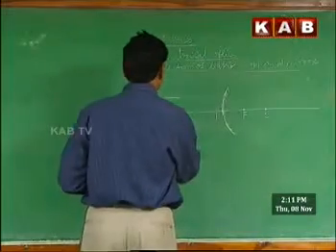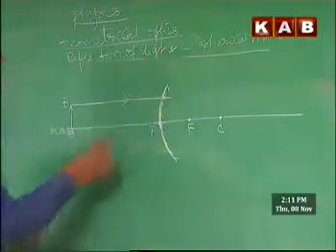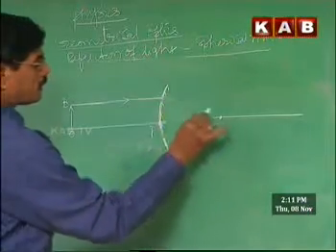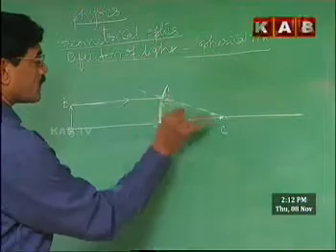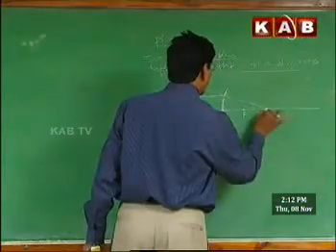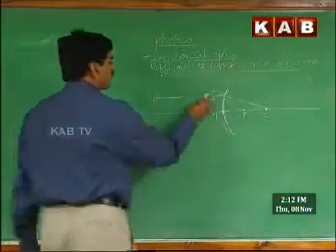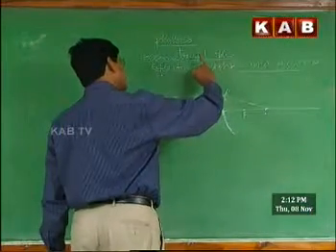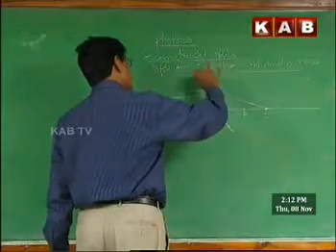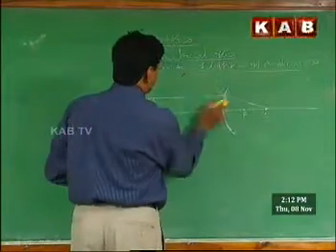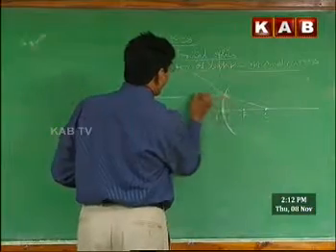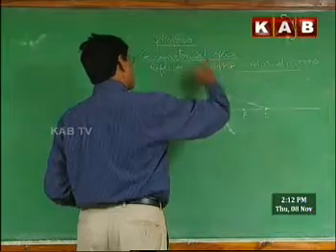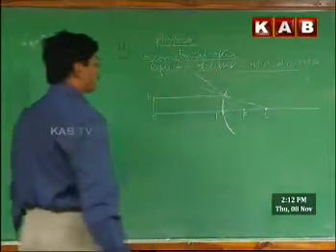A ray parallel to the principal axis is incident on the mirror, and this goes to the center of curvature; this is a normal to the mirror. The ray after incident here reflects at the same angle. This angle is equal to this angle. Therefore, it is going to be reflecting like this, this is a reflected ray.